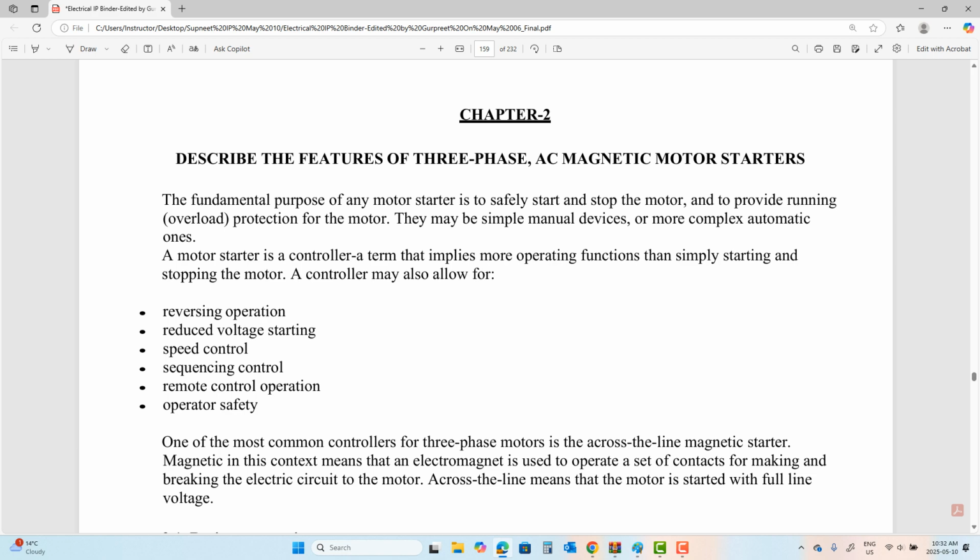Chapter 2 talks about the features of how the basic magnetic motor starter does the job. Of course, it controls the speed, and it acts as a reduced starting voltage way, exactly what I just explained to you. But it also makes sure that the operator is safe. Along with it, it even controls the sequence. You know how sometimes in the mills, when one motor shuts down or completes one assembly line, then the second motor starts and the third motor starts. That's called sequence control.